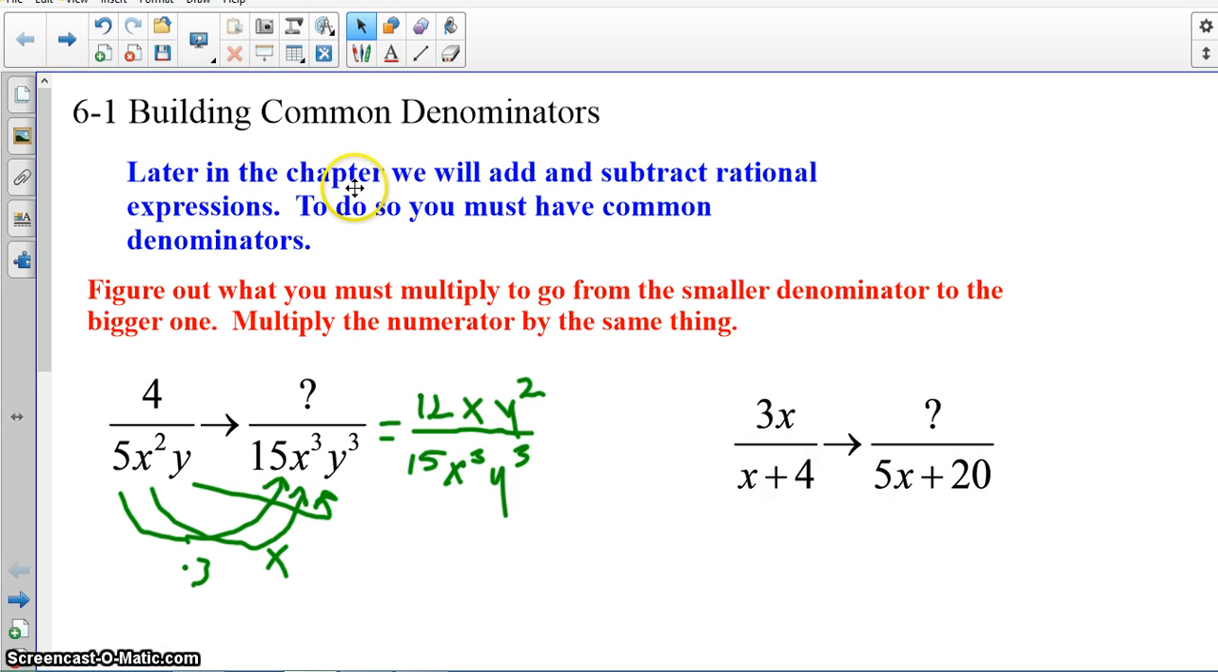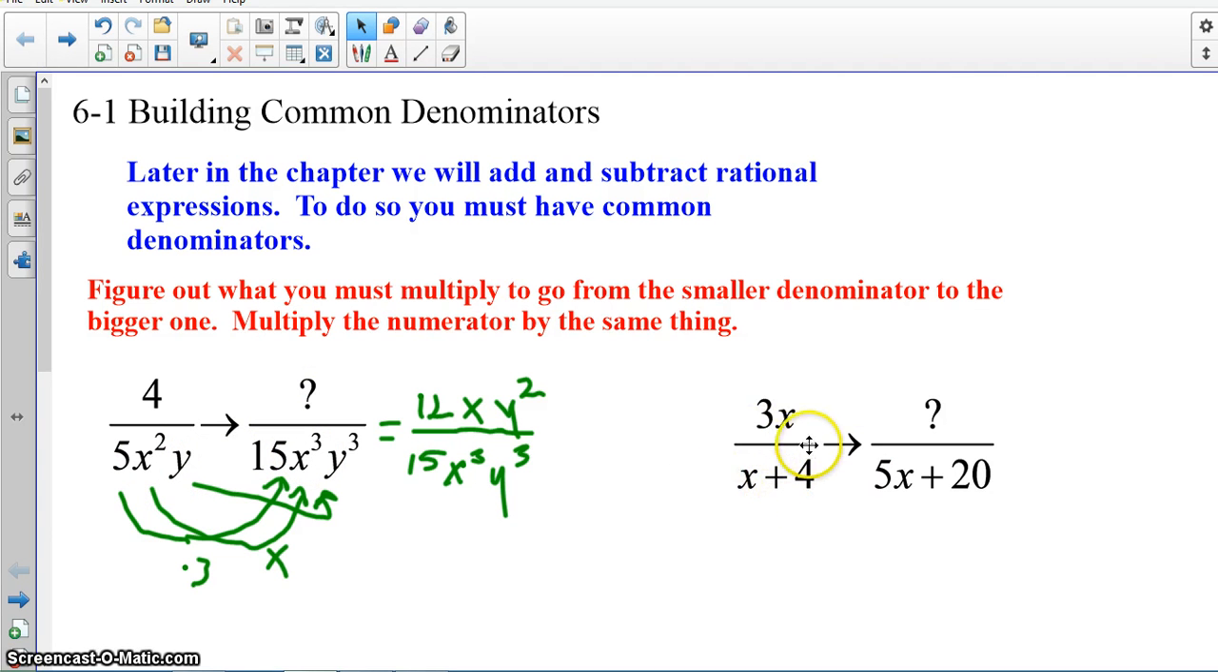And so what you have to do here first is factor the bottom to figure out what you have to multiply by. So here it's fairly straightforward. You can figure it out at least more easily than the rest of them. You can figure out, oh, it's x squared times x makes x cubed.